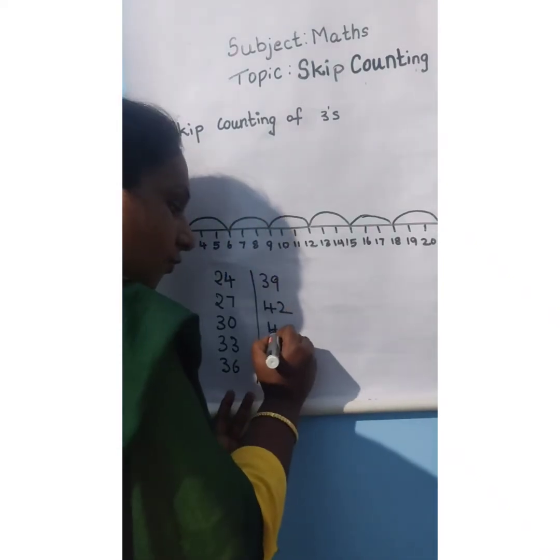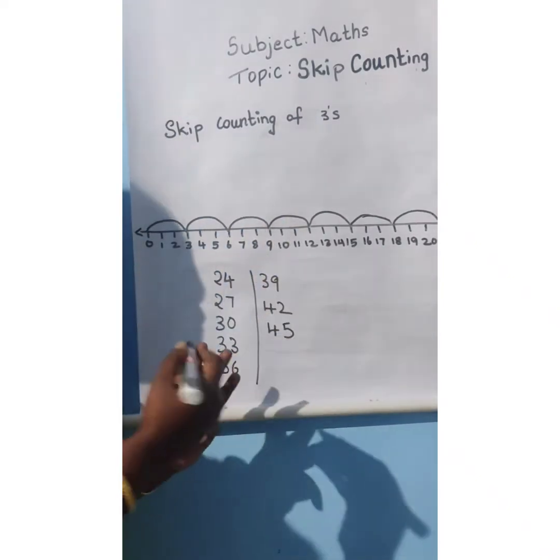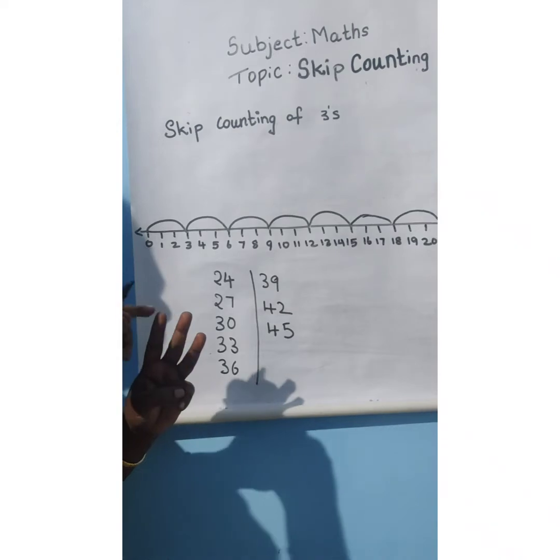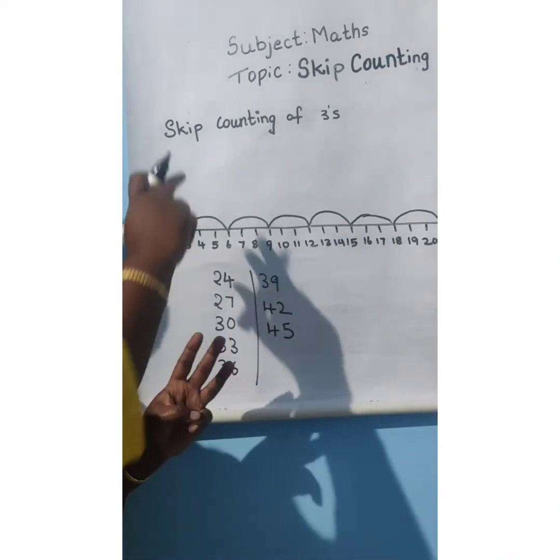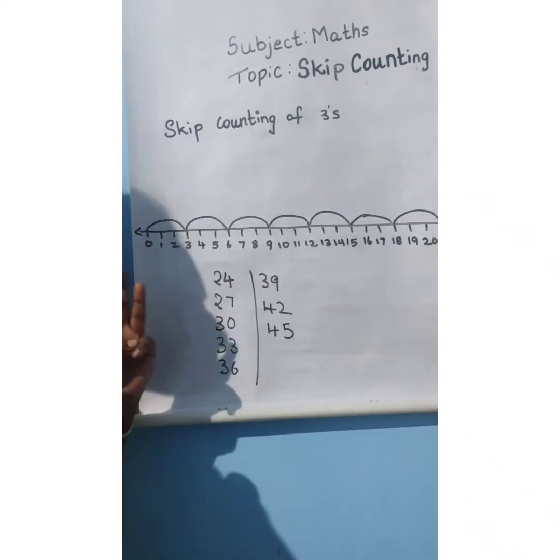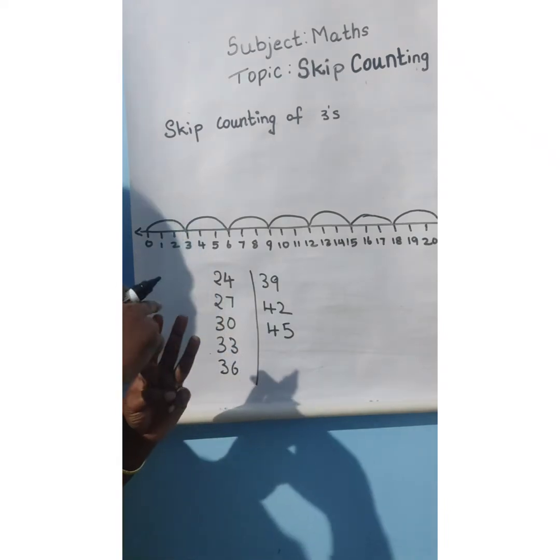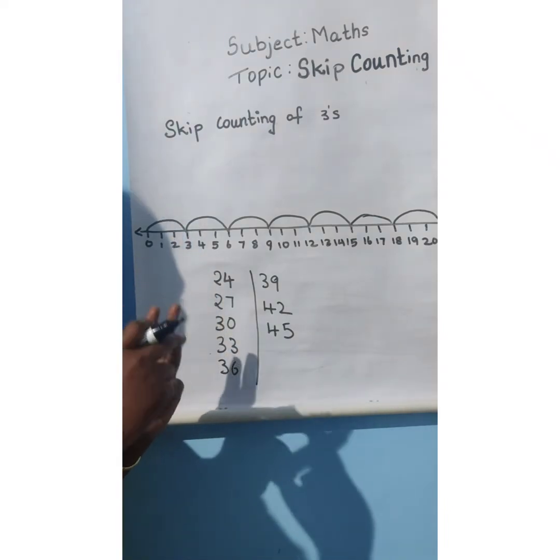So here it is 45. So the next number will be what? Next you have to count 3 numbers. So whatever the number is given, for skip counting of 3s you have to count 3 numbers. That is 46, 47, 48.